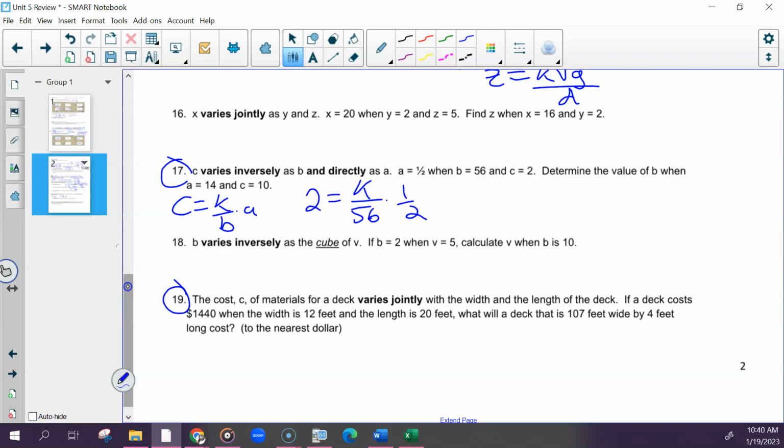Then we can start to simplify and solve for K. We have 2 equals K over 12. Is that what 56 times 2 is? Basically, yes, they look the same. The only difference is jointly has more variables. K equals 224.